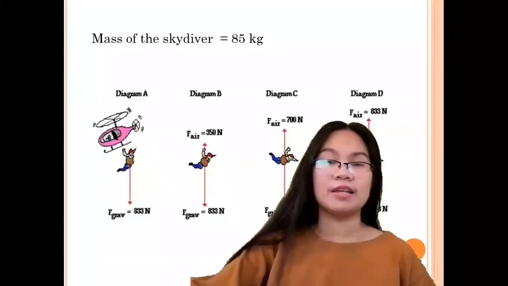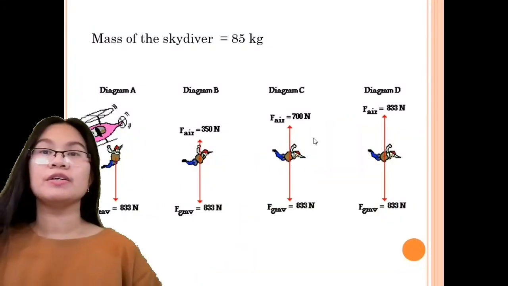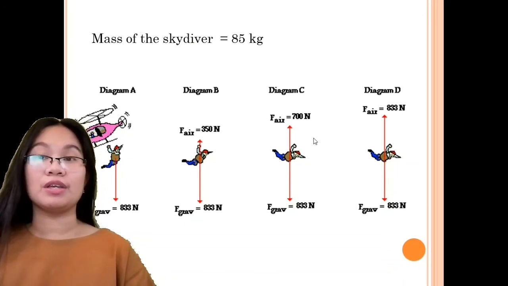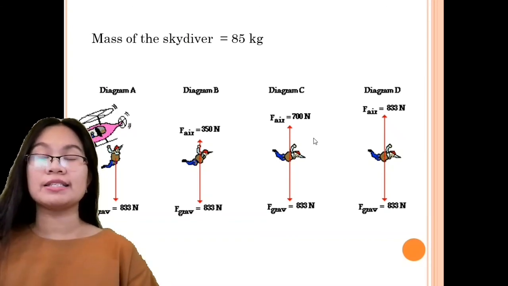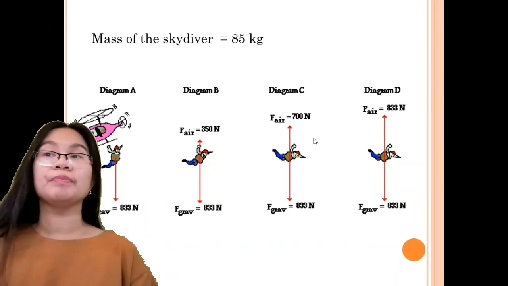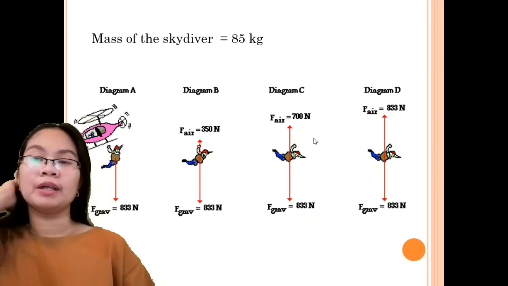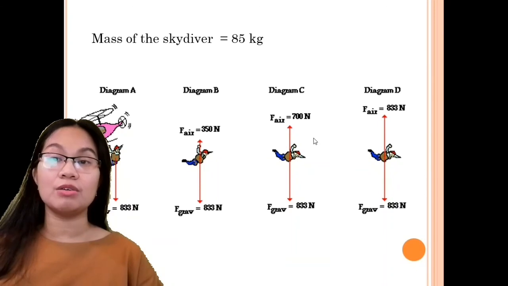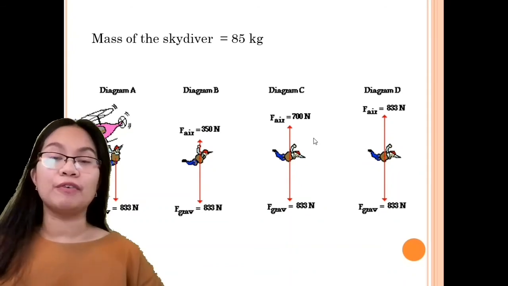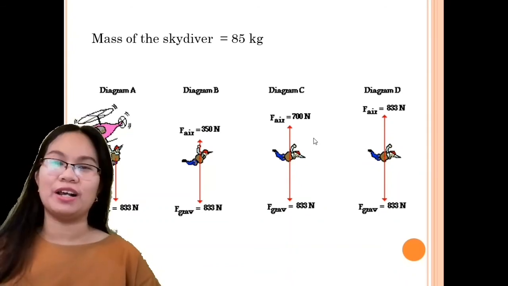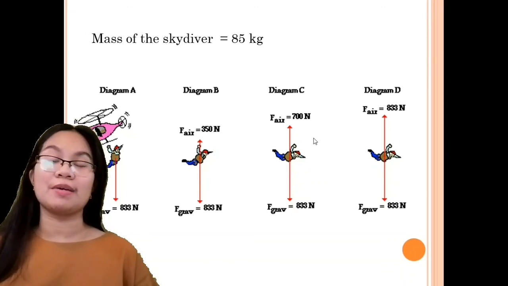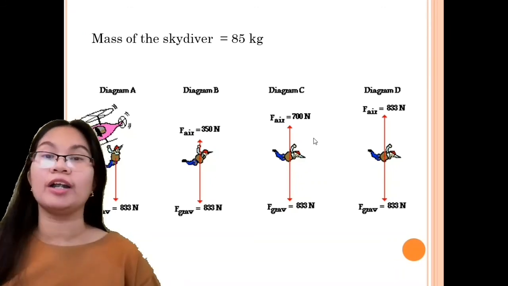So this is a very simple computation of net force. Initially, gravitational force is the only force acting. So that's 833 newtons. And then you already have the air resistance, 350 newtons. And then air resistance increases, 700 newtons, until air resistance is equivalent to 833 newtons, same as the gravitational force, 833 newtons. So again, net force is equal to 0 and the object will continue to move at a constant velocity. It doesn't suddenly stop in the air. It will just continue to move. However, this time it's moving at a constant velocity. It's no longer accelerating.